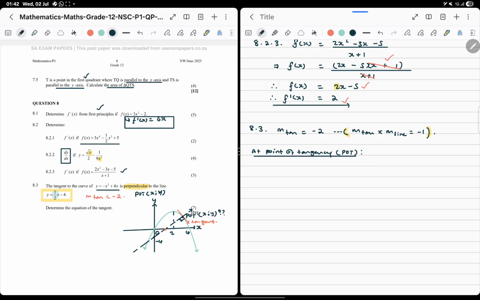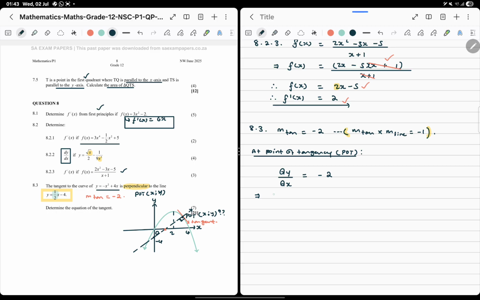What do we know? We know that the first derivative, but now this is not f, because this is given in terms of y. We know that dy over dx, please guys, pay attention to the notation, is going to be equal to -2. The gradient of that function y is going to be -2. So we're solving for that point.